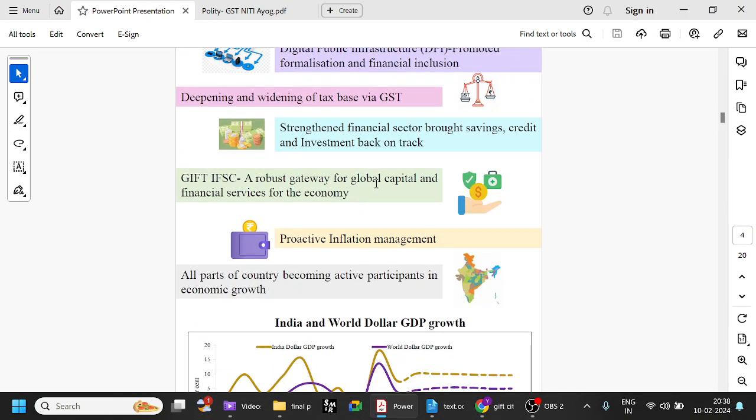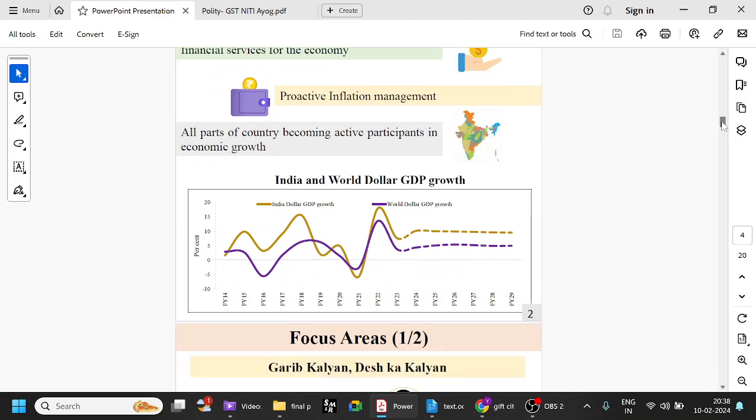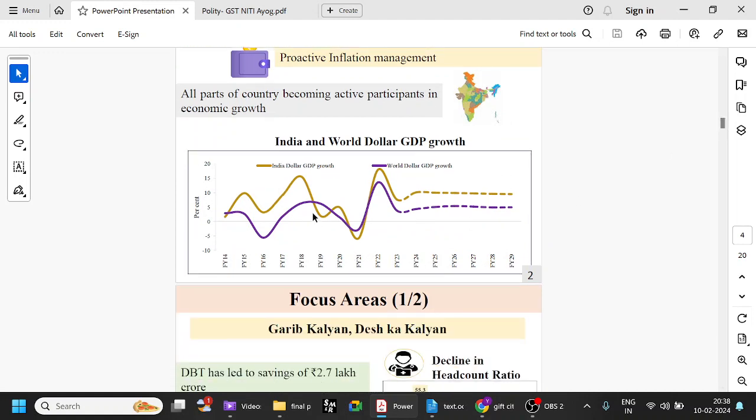So it's a robust gateway for global capital and financial services for the economy. All this is fine, and proactive inflation management. Okay, all that is fine, and you can see the trends in the GDP rates. There has been a decline in the last 2-3 years, and again there is an ascendancy. Try to remember the trends.